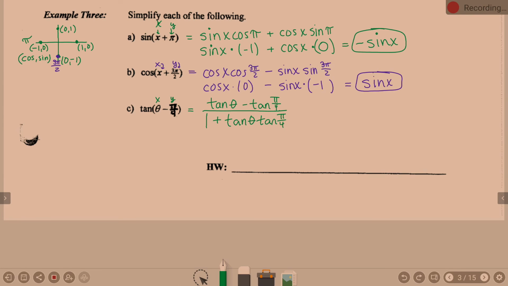Okay, clean up. Tangent theta is tangent theta. What's tangent of pi over 4? 1, according to my chart. I like math when it's easy. 1, my denominator, 1 plus tangent of theta is still tangent of theta times what's tangent of pi over 4? 1. What do we end up with here? Tangent of theta minus 1 over 1 plus tangent theta.